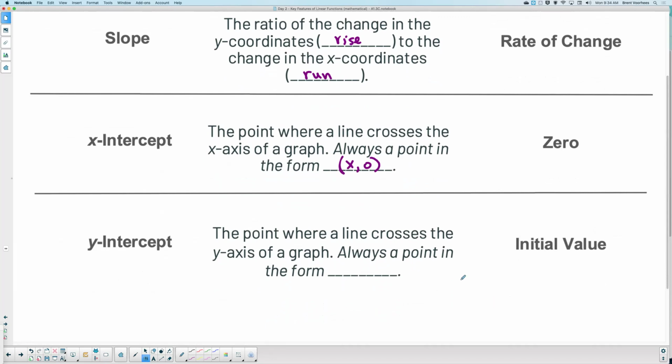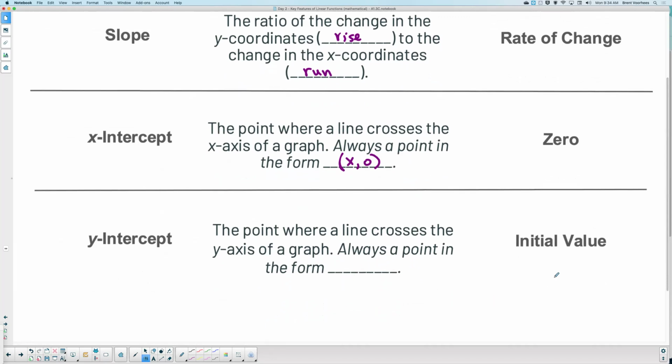Good, thank you. The y-intercept, also known as the initial value, is the point where the line crosses the y-axis. It's always in the form... What do y'all think the x value is on the y-axis? 0, good. So it'll be 0, comma, y. That's how it'll look. So now we have our definitions for today.